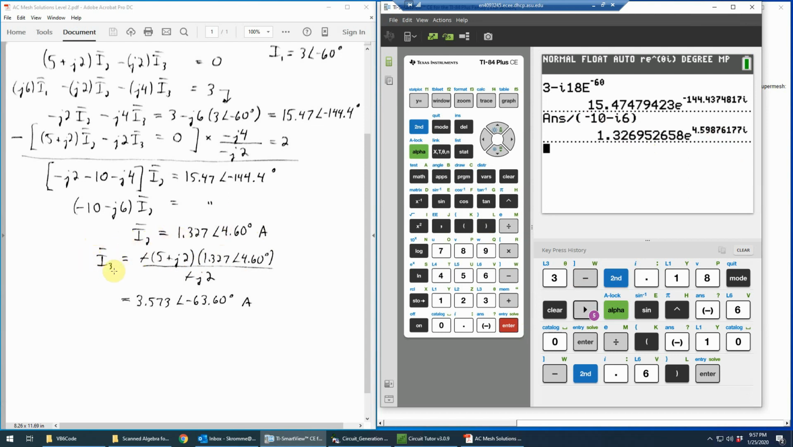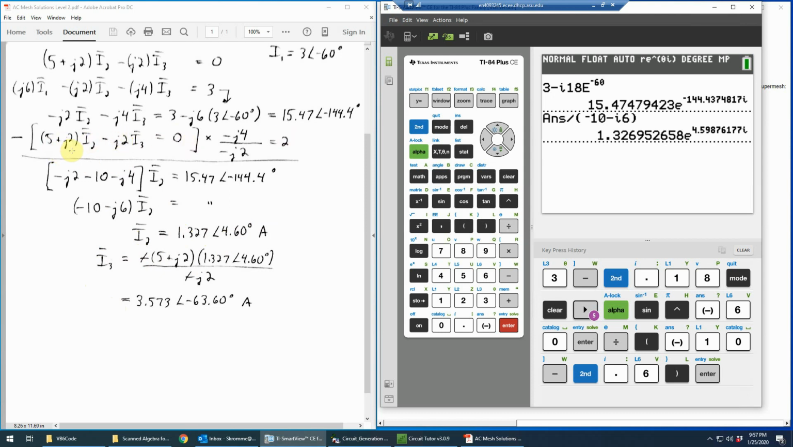Now, I really don't need the I3 bar, and again, if I want to skip that part where I enter all the mesh currents, I could, and just use this to find the sought voltage. But just for completeness, I'll substitute back. I'm going to use this second equation, because it's the easier one, because it's simpler. And so I'll solve this for I3 bar, and again, I don't need the multiplier here, so I'm just using the equation inside the brackets.